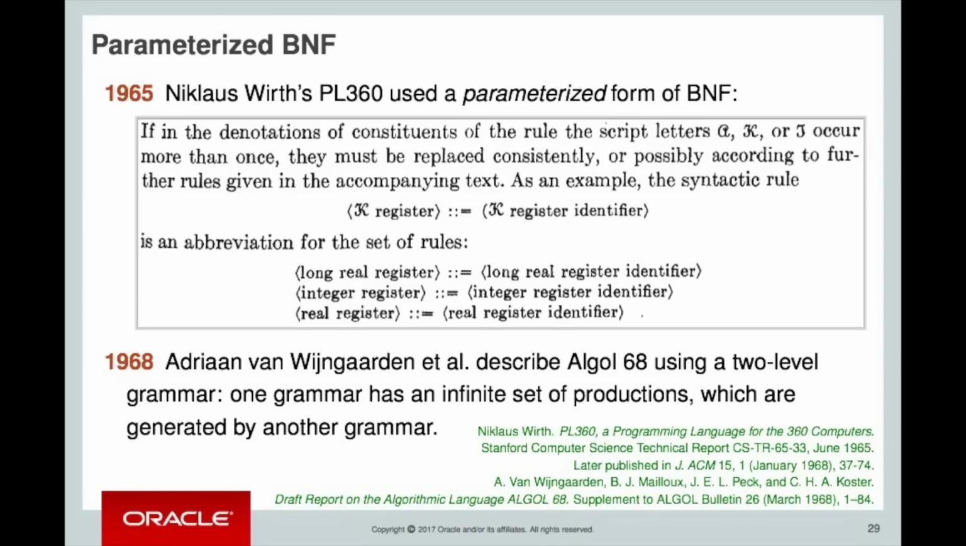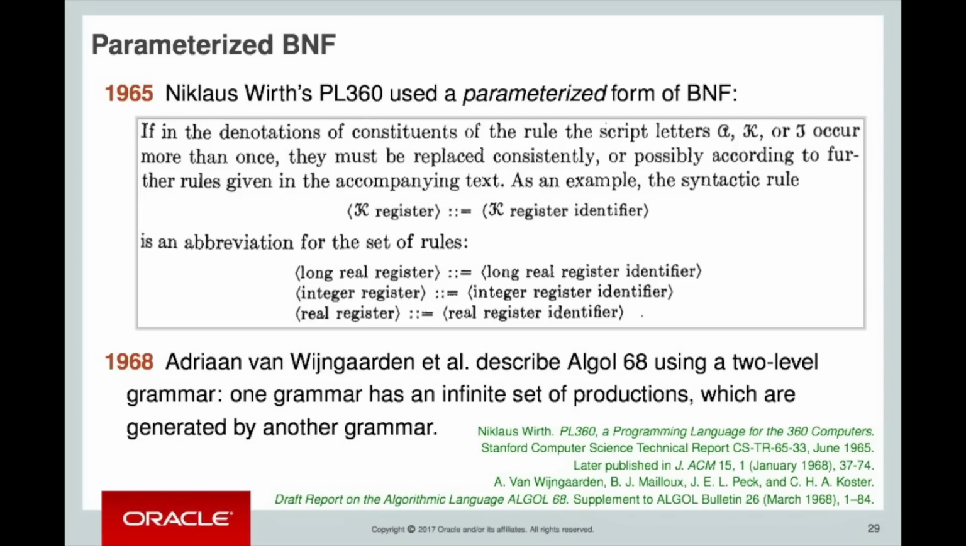Also in 1965, a lot of stuff cooking in the 60s. Niklaus Wirth brought out PL360, which is yet another programming language, for the IBM 360. What's interesting here is he used a parameterized form of BNF. If you look in the middle of this box, there's a single BNF rule that says K register ::= K register identifier, but his idea was that K could be replaced by any number of phrases, which in this case were data types: long real, integer, real. So he made a single written rule stand for a number of actual rules.